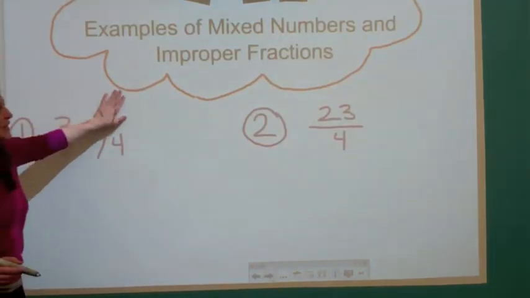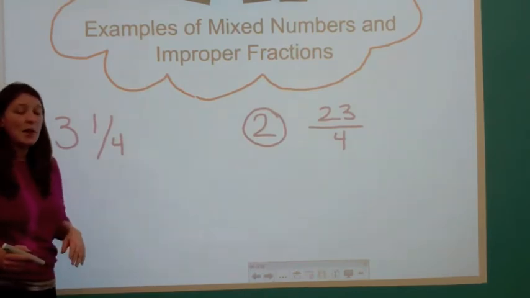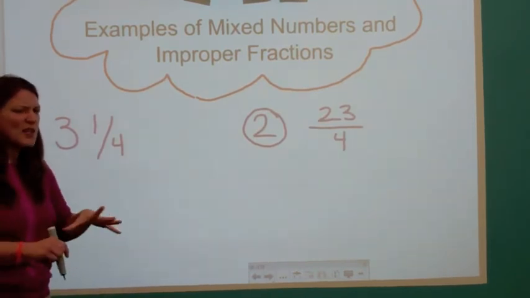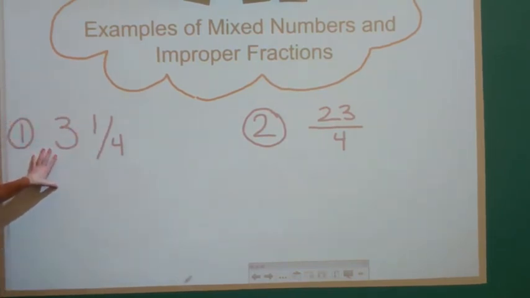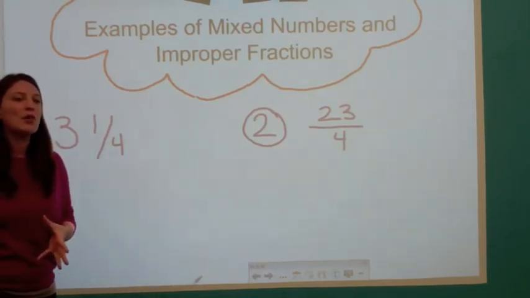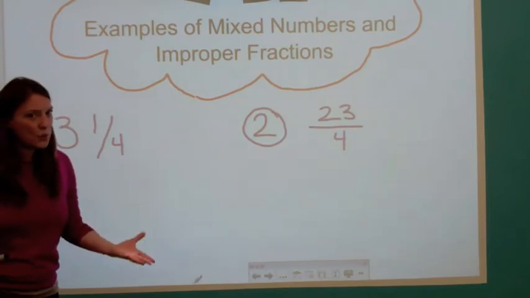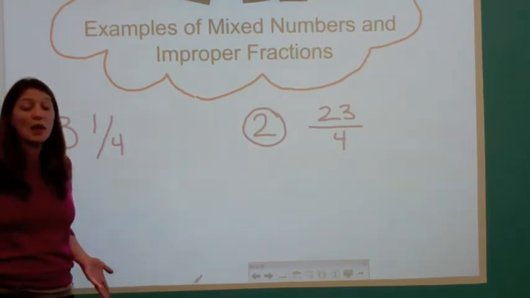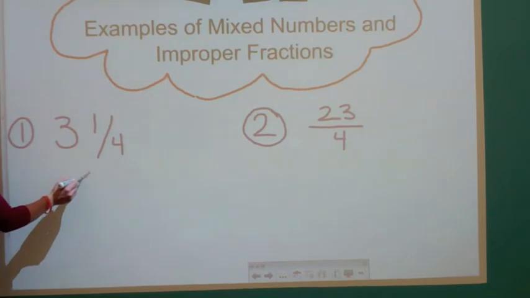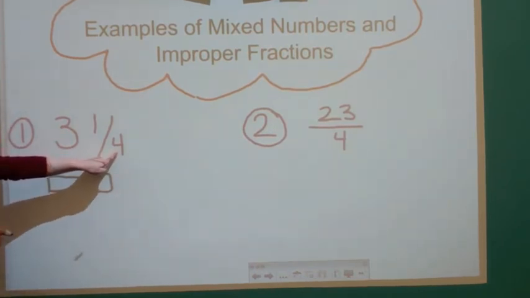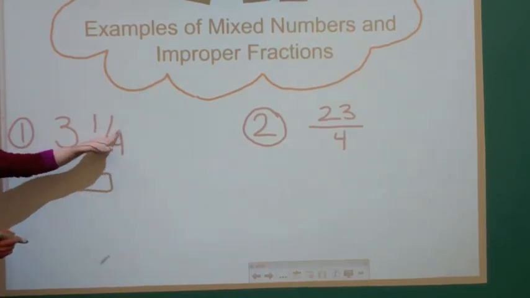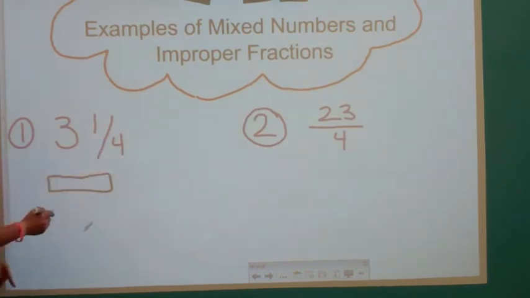Now let's complete some examples of mixed numbers and improper fractions. We're just going to be renaming these. If I have a mixed number like this, and I want to turn it into an improper fraction, I could use one strategy, which is to draw a bar diagram. And when I do that, I'm going to break it apart into the number of pieces in my denominator. So this example means that I have to break it up into 4 equal pieces.